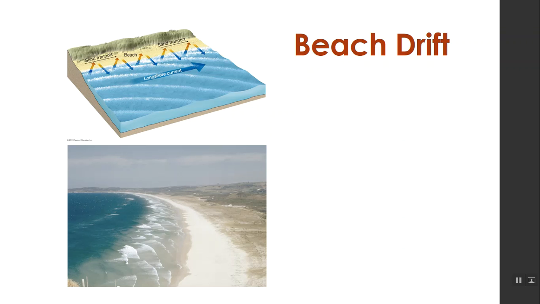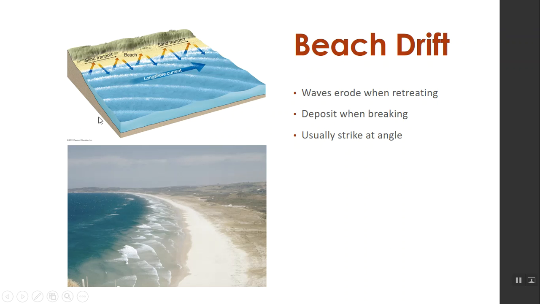Now we're going to talk about beach drift. And so basically, while this sand is being deposited, it's also being pushed along the shore based upon the direction of that longshore current, or that current that is running along the shore. So those waves are eroding as they retreat, and they are depositing when they break, and they usually strike at an angle. So most of the time when you are at the shore, the waves are striking at an angle.